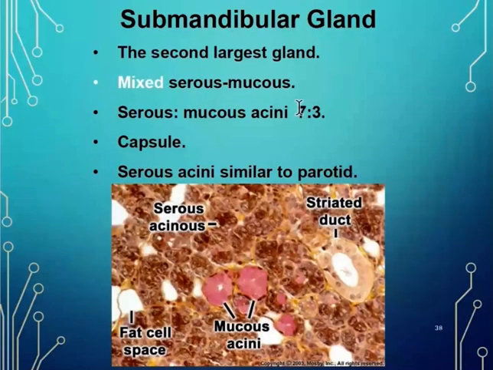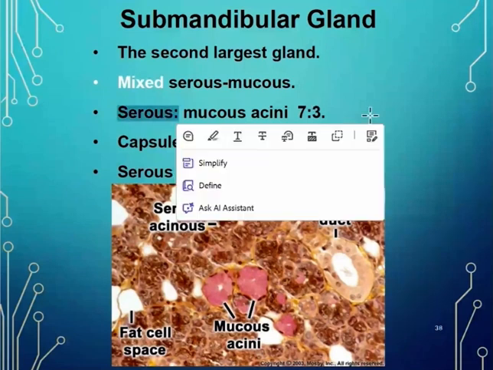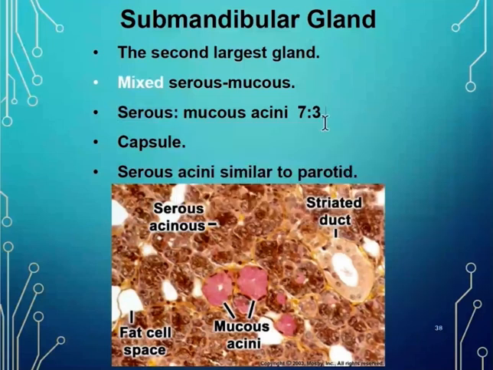Now, having finished the parotid gland, all the other major glands are easy. The submandibular gland, we've already taken a break. So the submandibular gland is the second largest after the parotid. It is a mixed serous and mucus gland, but with more predominance of serous secretion, almost 7 to 3. Okay, it has a surrounding capsule, of course.